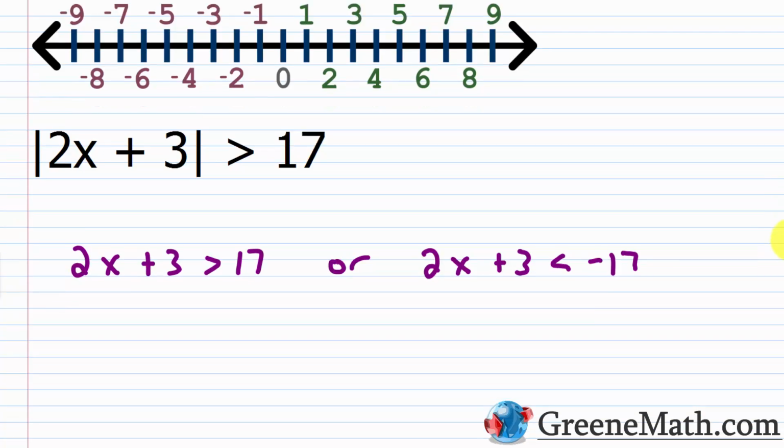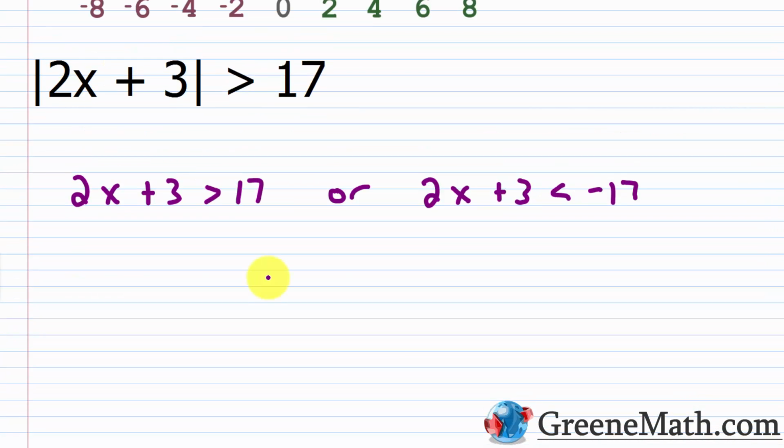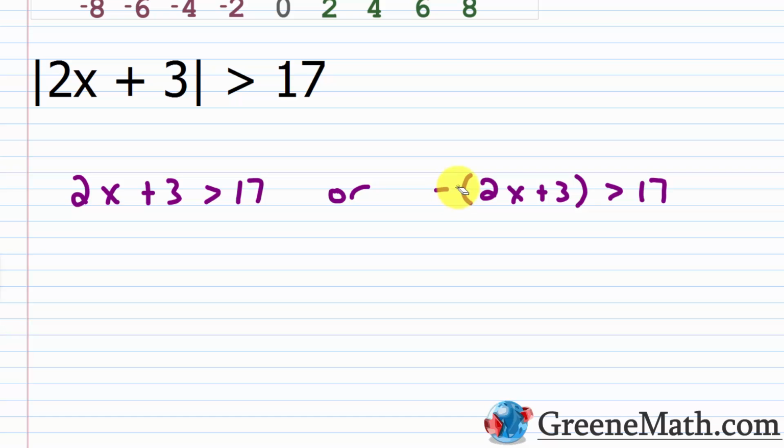And if you have trouble remembering that, you can always just make the expression over here. You could always say it's the negative of this guy. So the negative of 2x plus 3 is greater than 17. When you divide both sides by negative 1, you're going to get it into that format. So this would flip, and this becomes negative. Okay, so that's another way you can kind of remember it.